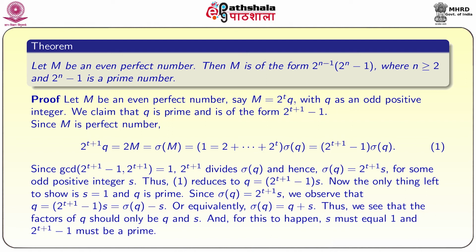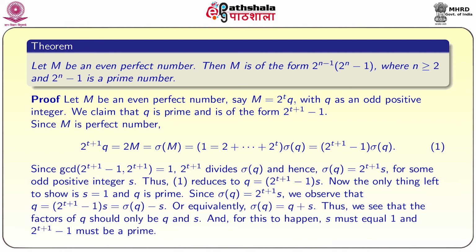Further, the GCD of 2 power t plus 1 minus 1 comma 2 power t plus 1 is 1, so 2 power t plus 1 has to divide sigma of q because of that. So, sigma of q is equal to 2 power t plus 1 into s for some odd positive integer s. Thus, it reduces like this: q is equal to 2 power t plus 1 minus 1 into s. Now, the only thing left to show is s equal to 1 and q is prime.